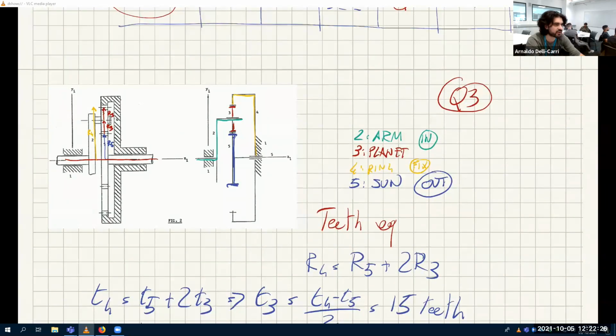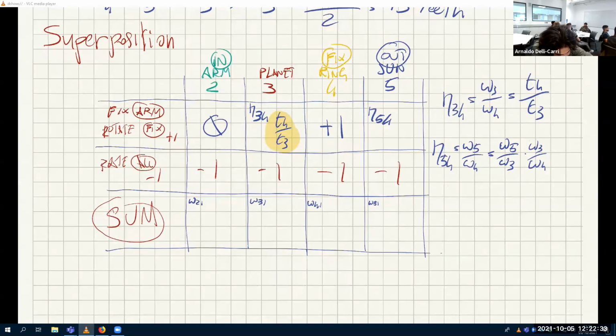Yes, they do. Internally or externally? Externally meshing. So that means negative. So this is equal to negative T3 over T5 times T4 over T3. I know this because it's here. This one is this one, T4 over T3. This also means that T3 and T3 can go away. And so in the end, I get that eta 5-4 is minus T4 over T5.